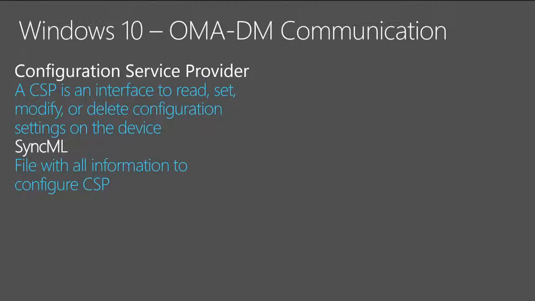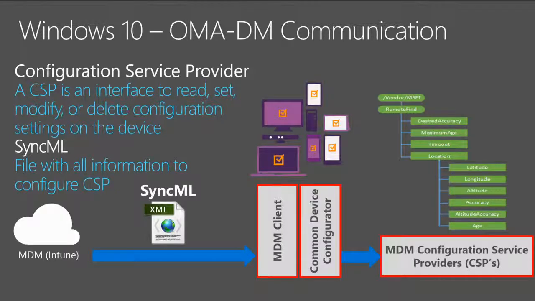So quickly going through, the question was, with all these different interfaces and ways of managing devices, how can we make sure that when we have conflicting settings, the right setting is chosen, and we always choose the most restrictive one. So a configuration service provider, a CSP, is an interface to read, set, modify, delete, or configure settings on a device. Every MDM out there that uses OMADM is using that. Those files that are pushed to devices are called SyncML. And I have another picture here, how that looks like.